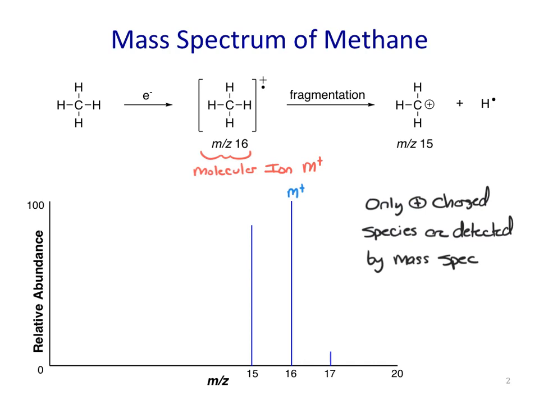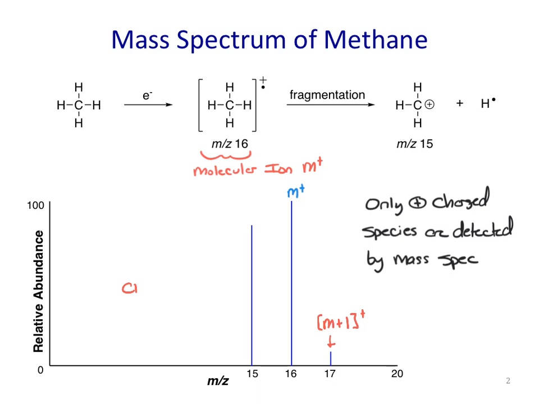It is important to note that only positively charged species are detected by mass spec. Now you might also notice this little blip at m/z 17. This is called the M+1 peak. What that is from is the little bit of natural abundance of carbon-13 in any sample.